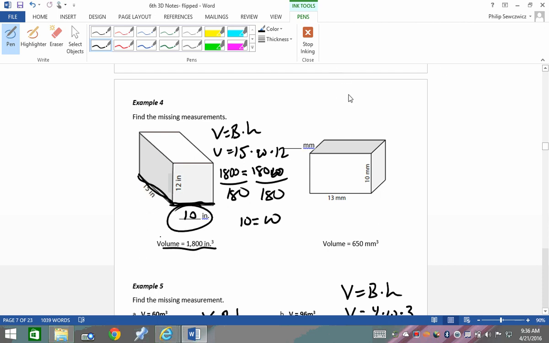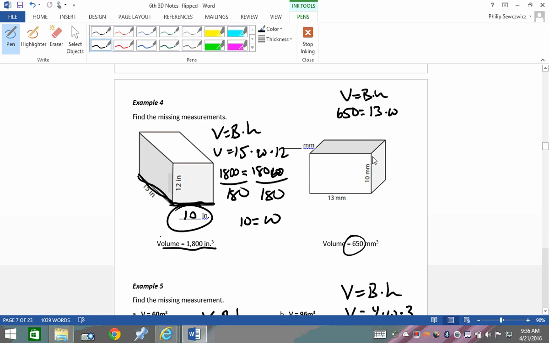And let's try the last one here. Volume, again, area of the base times the height. Do I know what the volume is? Sure do. They told me 650, so I'm going to plug that in. The area of the base is length times width. So I'm going to do 13 times. I don't know what that other measurement is, so 13 times. Can I just call it width again? You sure can. You can call it X, you can call it J, you could call it A, you could call it a smiley face.